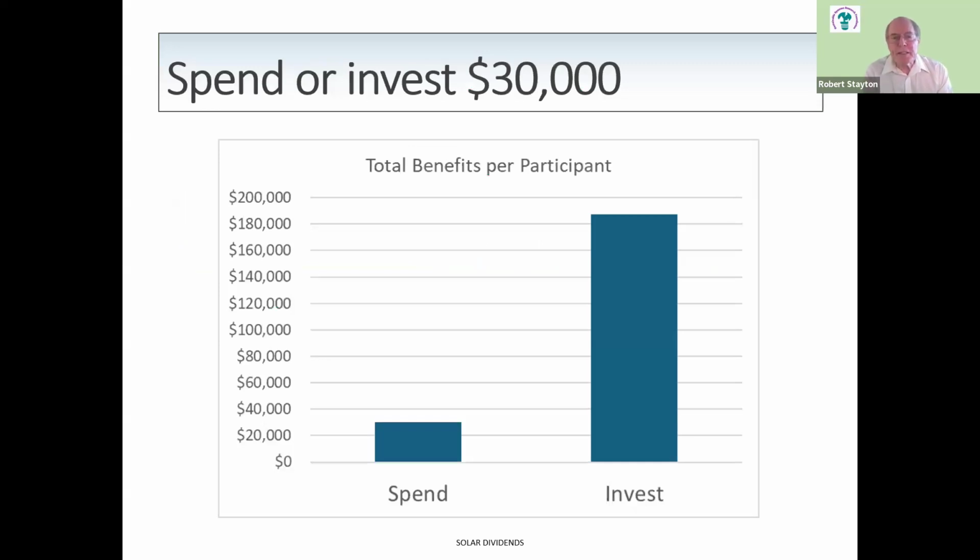So the difference between spending and investing becomes apparent over the long term. If you spend the $30,000 per person, you get $30,000 in benefits. If instead you invest the $30,000 in solar, you see over $187,000 in benefits. That's over 6 times the benefits. And of course, as an added bonus, you help your community achieve their greenhouse gas goals.